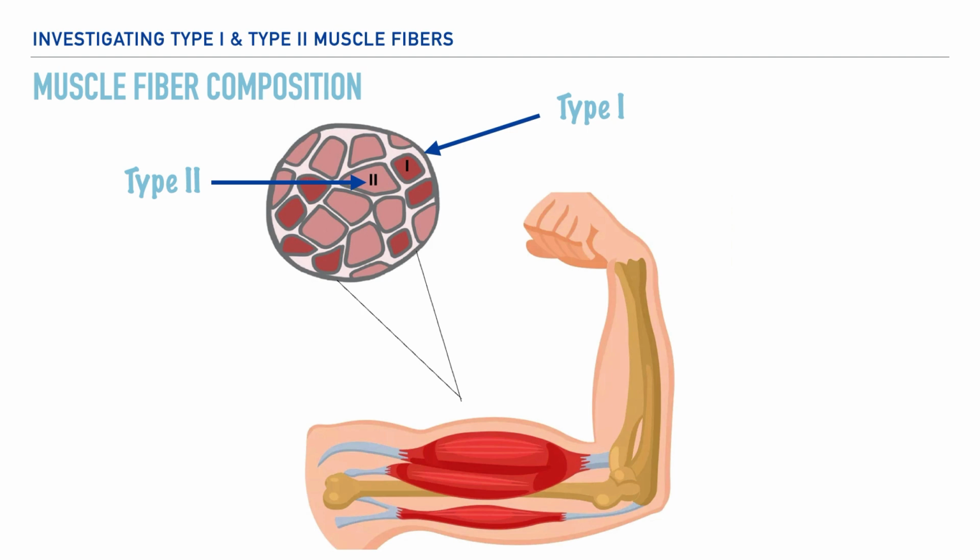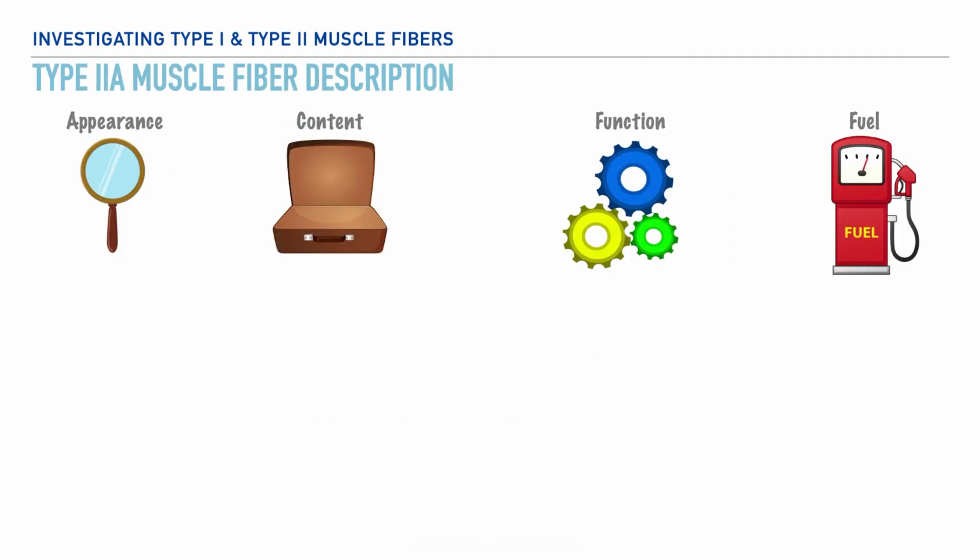So now that we have a better understanding of how a given muscle can contain a variety of muscle fiber types, let's do a deeper dive into the makeup of these muscle fibers. Next up, we have our type 2 muscle fibers. And keep in mind that there are two subtypes, type 2A and type 2B.